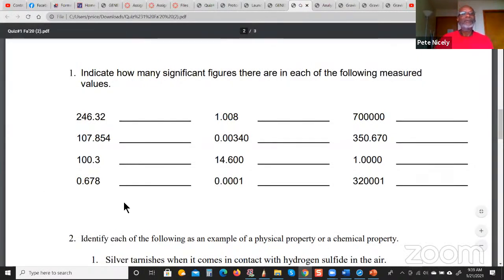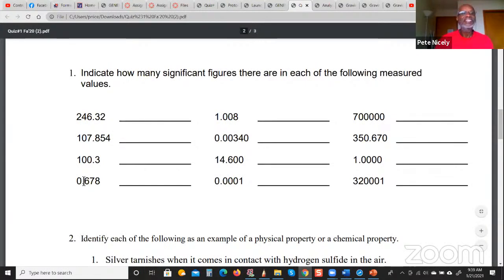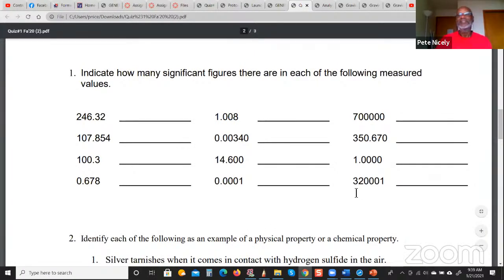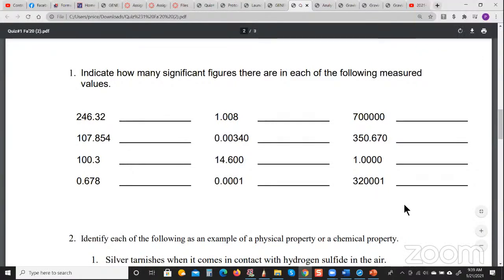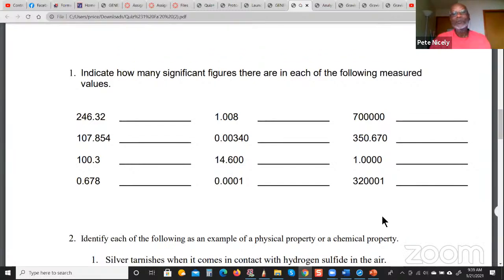Okay, what about 0.678? 3. Correct, because this 0, which comes before the first non-zero digit, is not significant. So 3 significant figures is being represented there. What about 0.0001? 1. 1 significant figure, very good. And what about this one? This looks like 320,001. That's 6. 6, exactly, because these 3 zeros are between non-zero digits. So all the digits, including the zeros, will be significant.